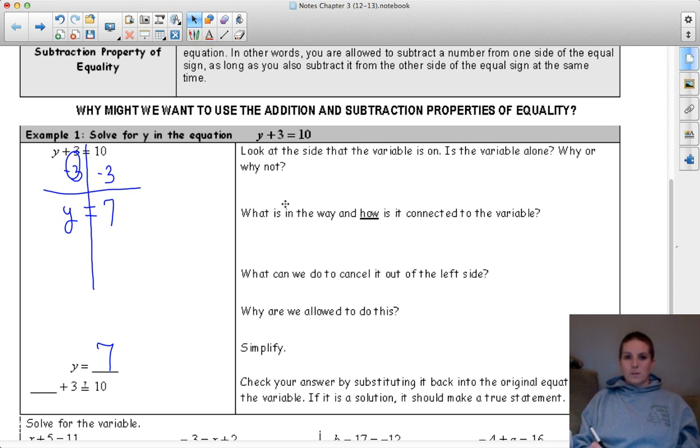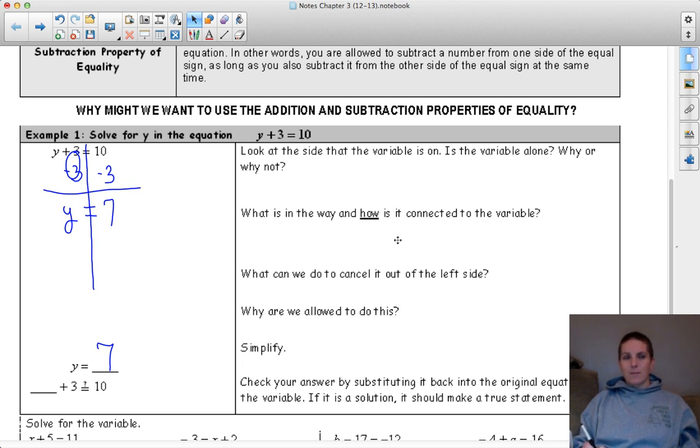Alright, so let's look through these questions. Look at the side that the variable is on. Is the variable alone? No, it's not. We can see that it has plus 3 with it. That's what's in the way, that plus 3. And how is it connected to the variable?